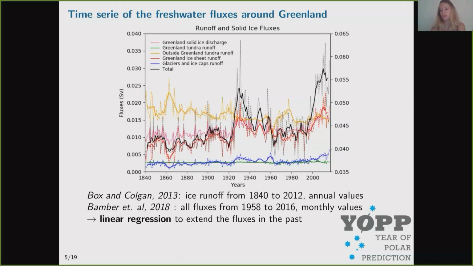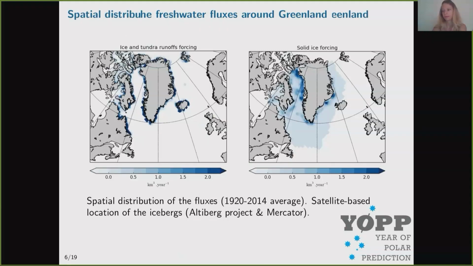So we use the estimation of the annual ice runoff from Box and Colgan to extend the fluxes in the past. Our experiments start in 1920 in order to account for the large melting of the 20s. This is the spatial distribution of the fluxes averaged over the period of the experiment. We apply to the solid ice component a fixed spatial redistribution obtained from satellite data during the Altibert project.